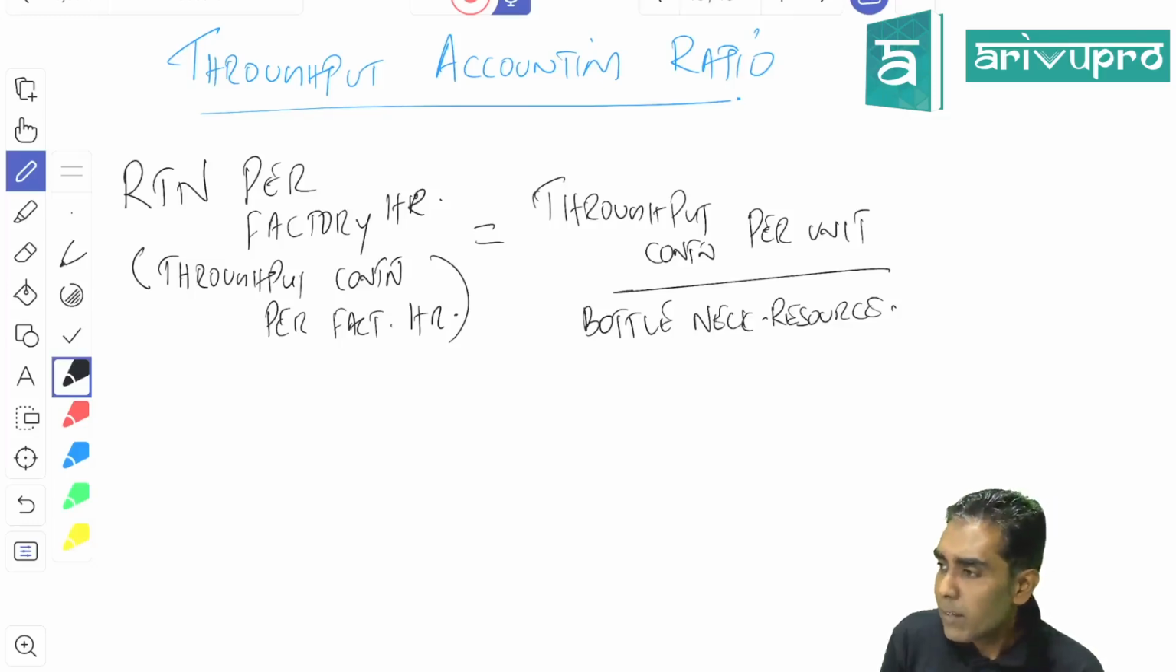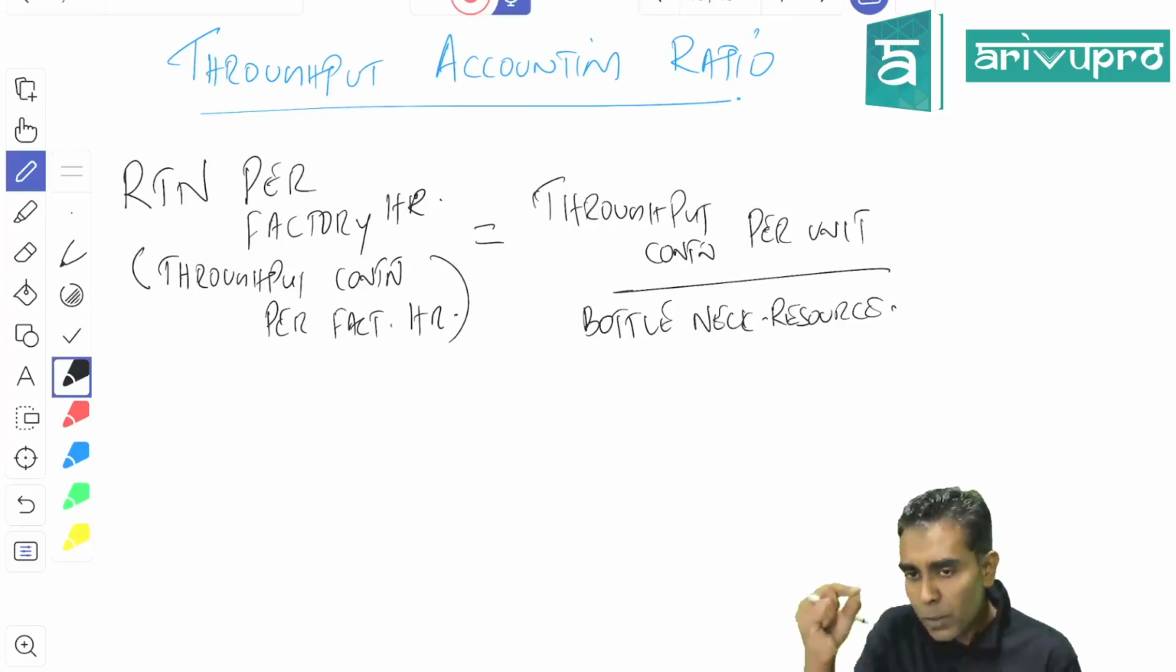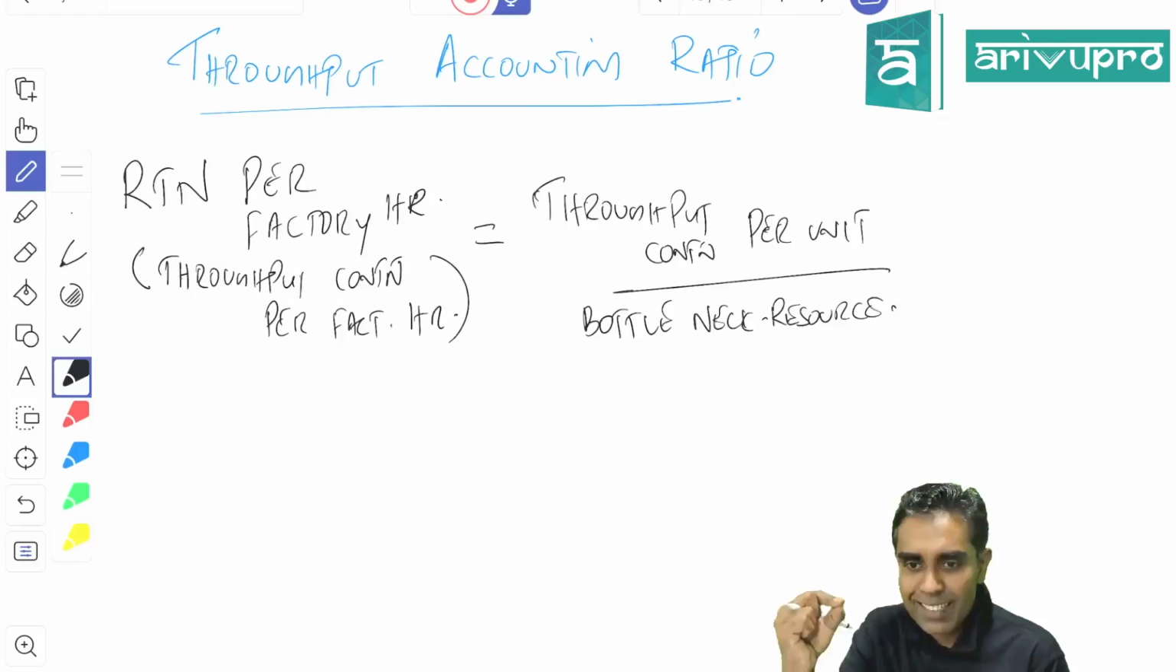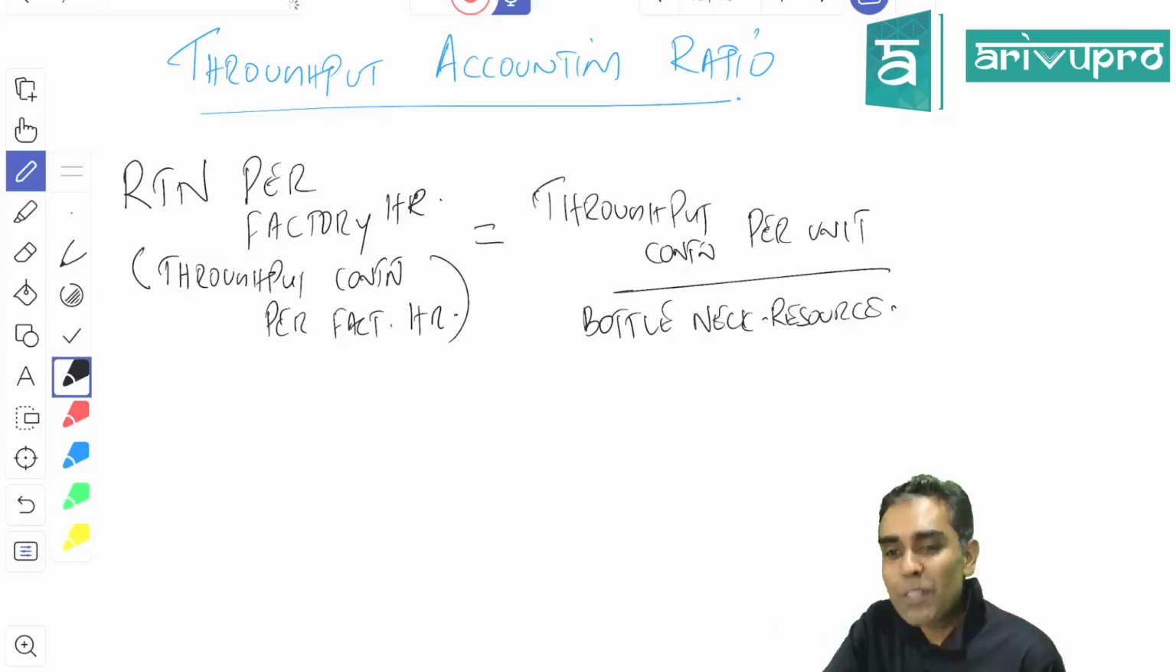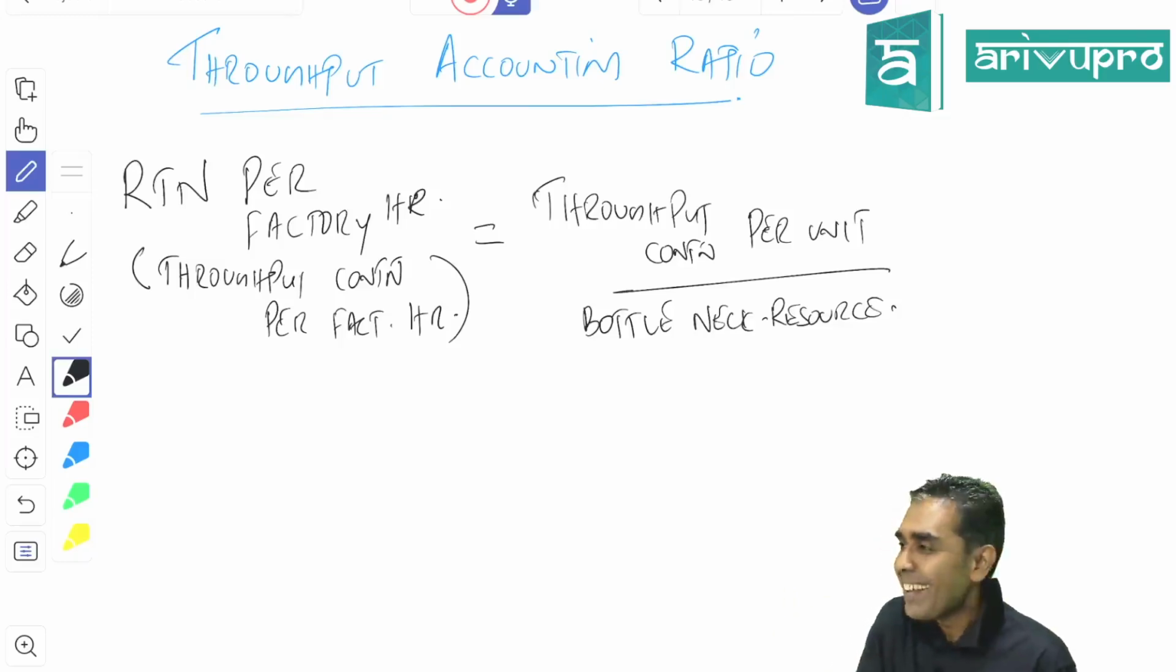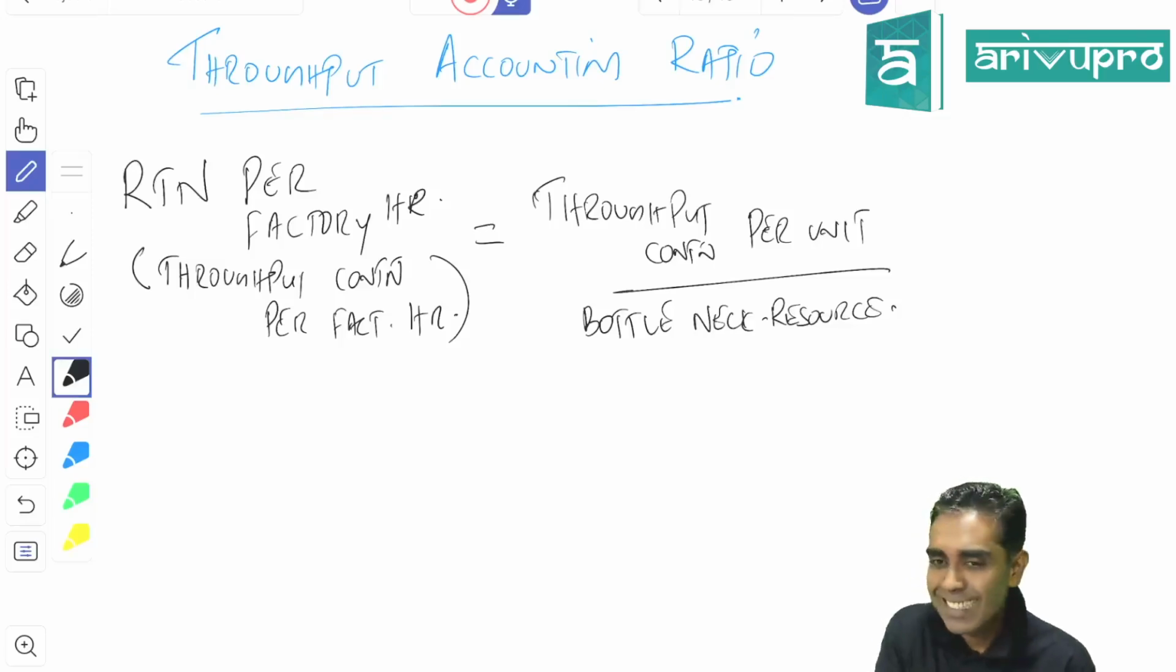Is that clear? First one: if you want to understand in your own language, in pencil, just mark contribution per limiting factor. Very, very important. Mark contribution per limiting factor. Layman's language.